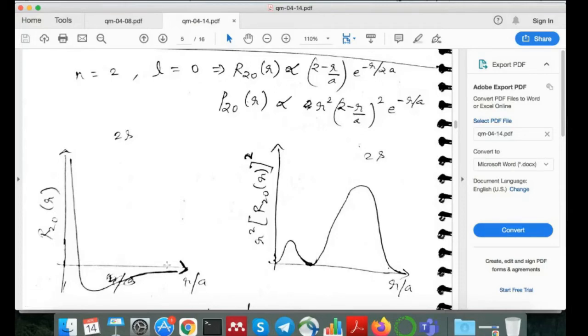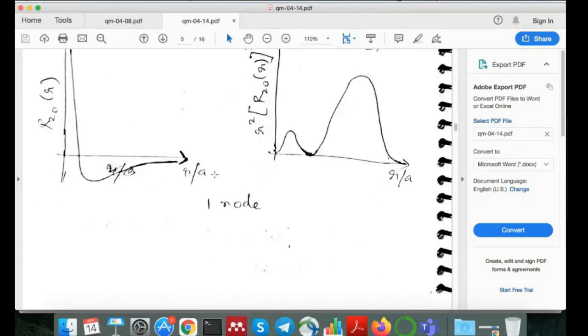Similarly, at the same point, you will get a node here. So there is an increase in probability, then a decrease, then it touches 0, and then again there is an increase and decrease. So this is how the probability looks, and there is going to be one node in this case.